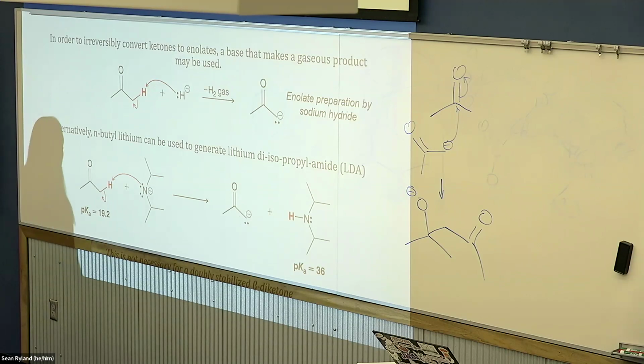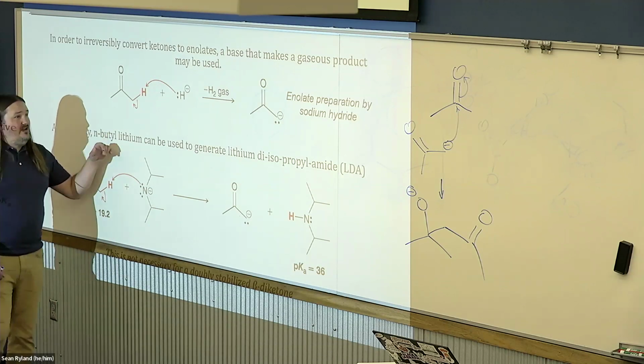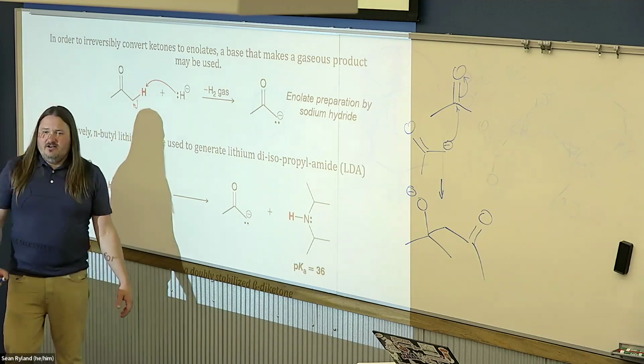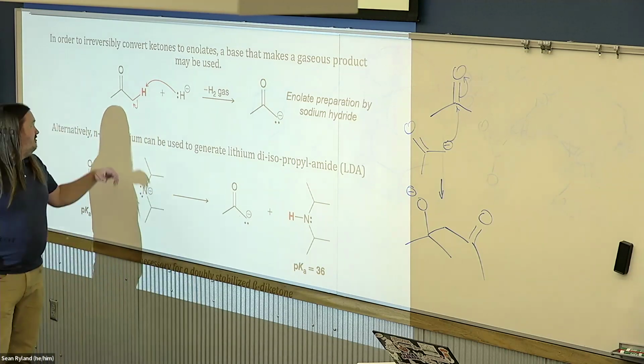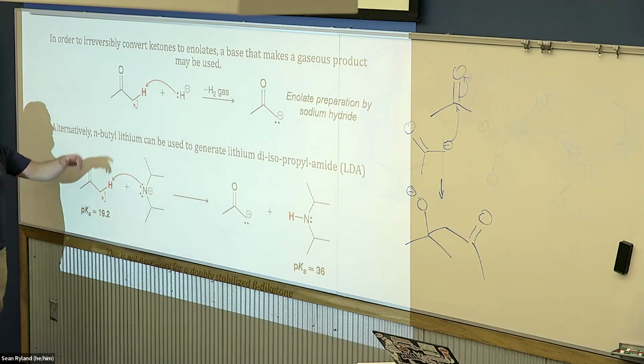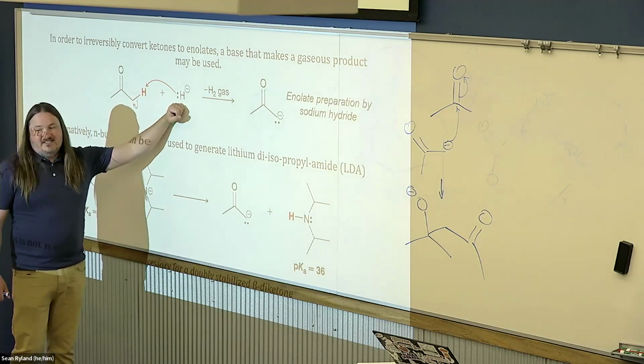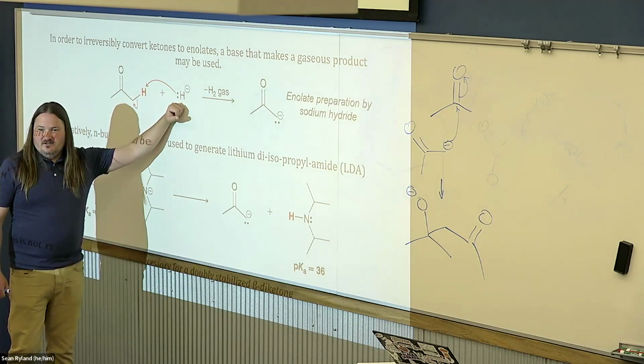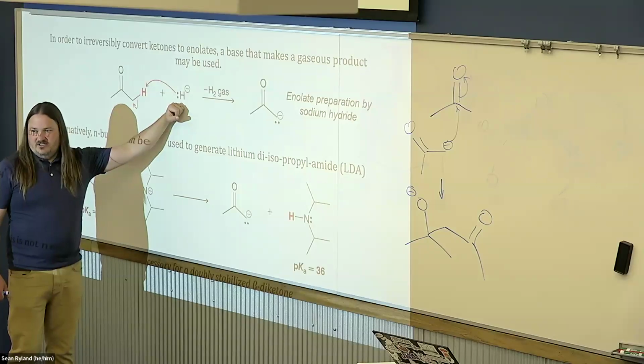Typically, we use sodium hydride, we don't use just any hydride source, because what other side reaction is gonna happen? What's another hydride source we could use besides sodium hydride? Lithium aluminum hydride. What happens when you expose a carbonyl to lithium aluminum hydride? You just reduce the carbonyl. So we need a hydride that's basic, but not a reducing agent.